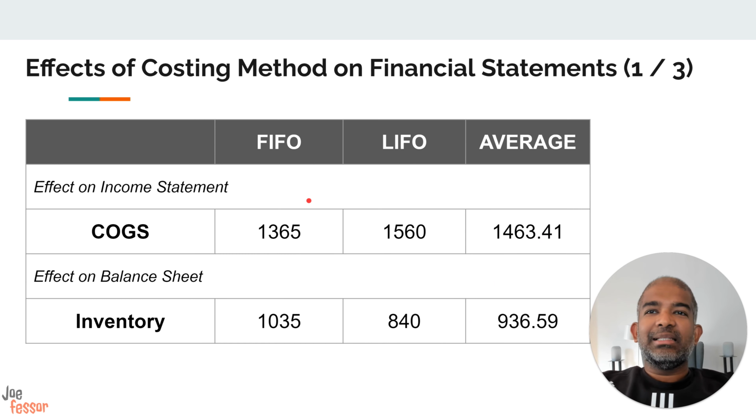So when costs are increasing, we can see that the cost of goods sold under FIFO is lower than the cost of goods sold under LIFO. And for the ending inventory valuation, it's vice versa. The valuation of the inventory under FIFO is higher than the valuation under LIFO. You can also see that when you use the weighted average method, the valuation of your cost of goods sold and inventory is in between what you would obtain when you use the FIFO or LIFO method. 1,463 is in between 1,365 and 1,560, and 936 is in between 840 and 1,035.